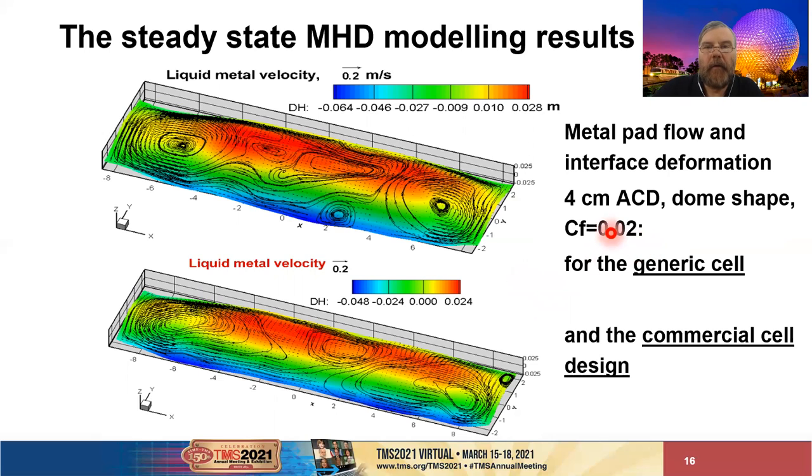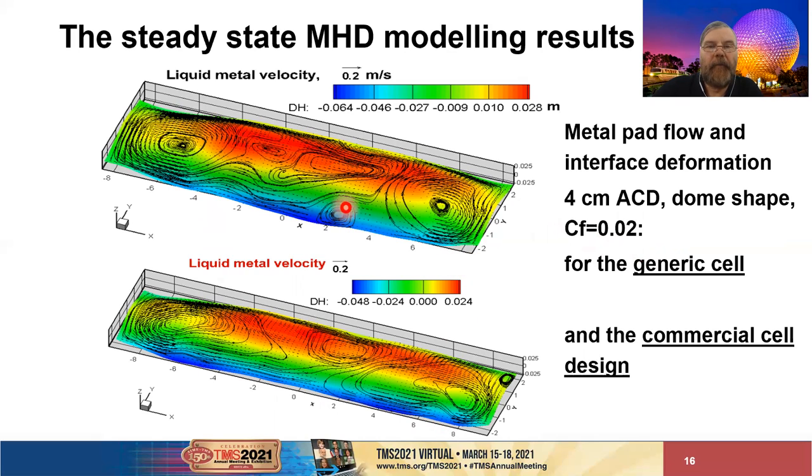You validate your model by doing a squeeze test. If you have a real cell, you do a squeeze test on it, and you calibrate your friction coefficient so that the prediction of the code matches the observation of the squeeze test. So here we are assuming the friction coefficient. It is assumed to be a low value of 0.02 for this solution here.